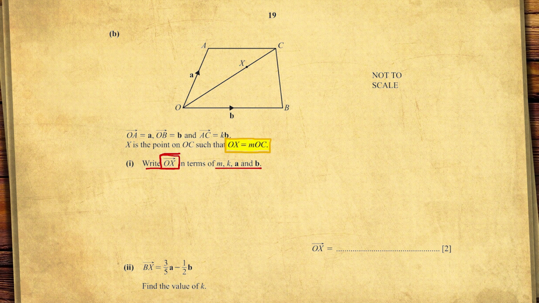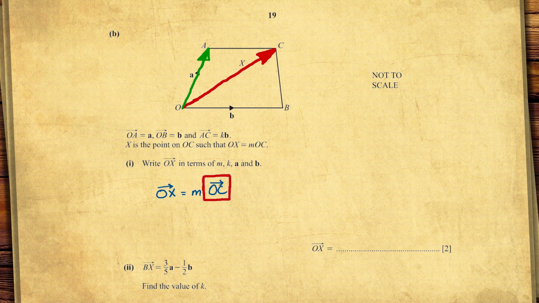So we will use this equation that is given to us. The vector OX will be equal to M times the vector OC. And the vector OC is this vector that goes from O to C. And we can break this vector down into two other vectors. This vector that goes from O to A, the vector OA, and this vector that goes from A to C, the vector AC. So the vector OC is equal to OA plus AC.